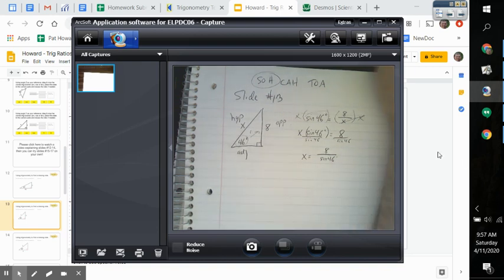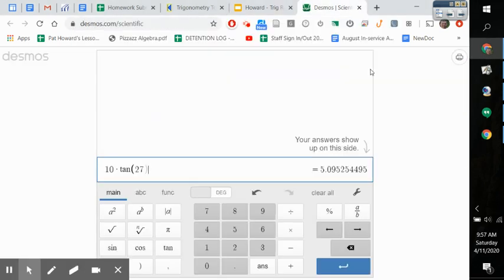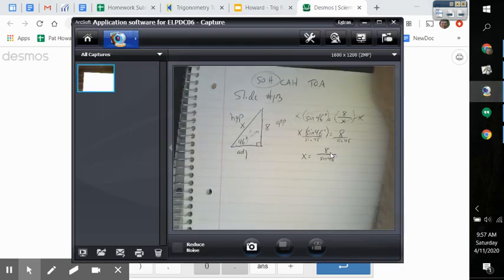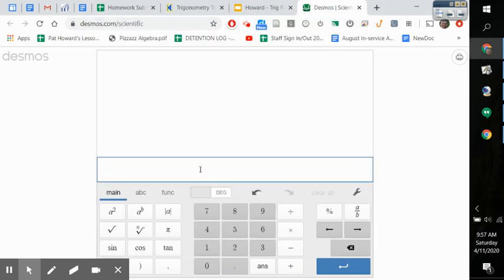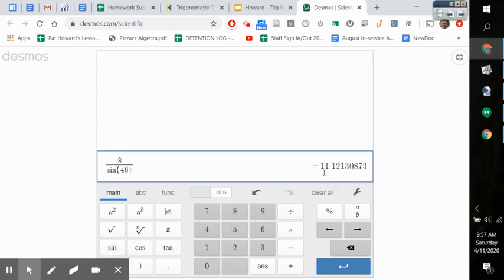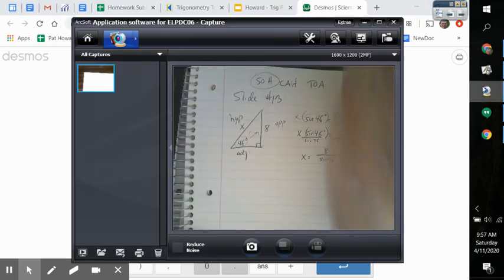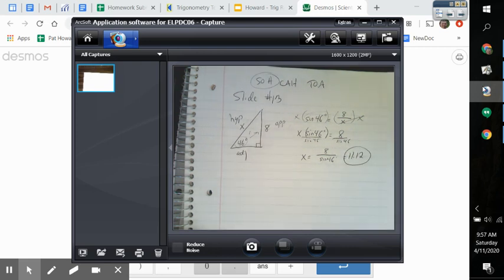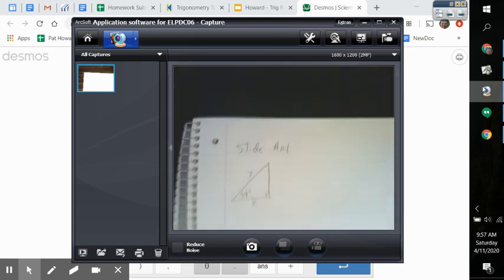Okay. So, all right, keeping that in mind, I'm going to come over here. I'm going to go ahead and clear this out from before. Now we just said it was 8 divided by sine 46. So 8 divided by sine 46, 11.12. Okay. So if I come back over here, 11.12. I said it was more difficult. I just meant there was one extra step. All right. So very good. This is slide 13. We got one more to go. Just notice that X was in the denominator here.